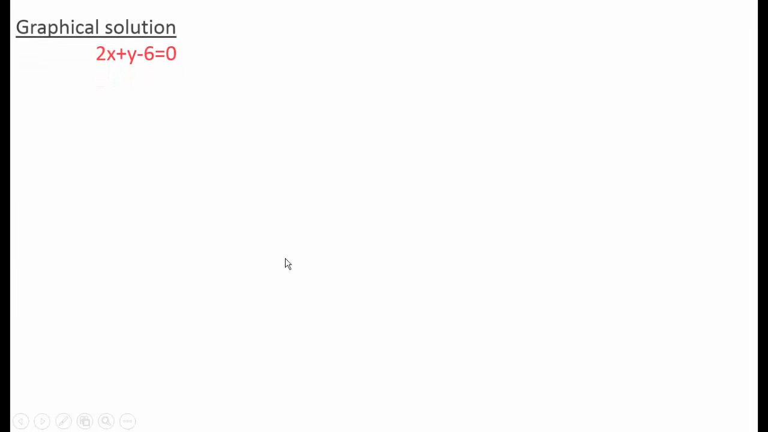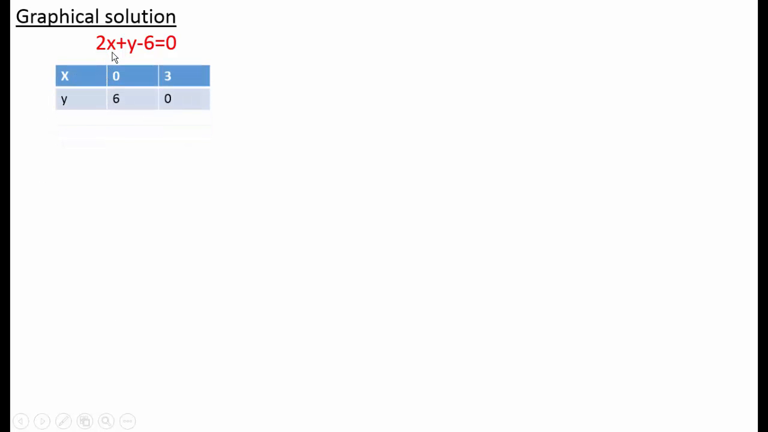And for the graphical solution, my first equation 2x plus y minus 6 equals 0, and for this, if x equals 0 then y will be 6, and if I put y equals 0 then x will be 3. And similarly for the second equation, that is 4x minus 2y minus 4 equals 0, if I put x equals 0 then y will be minus 2, and for y equals 0, x will be 1. And now plot the graph.